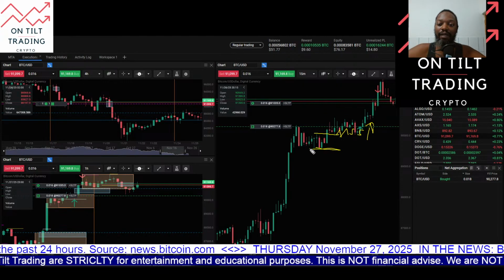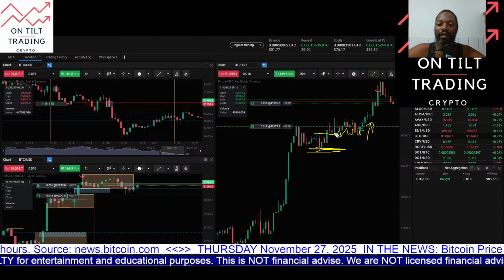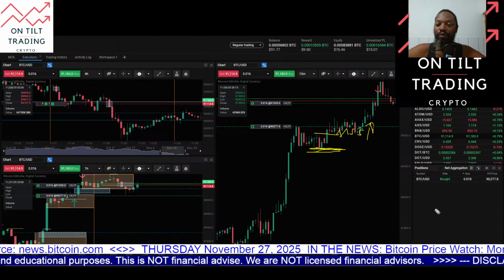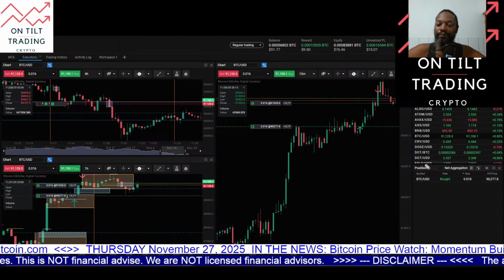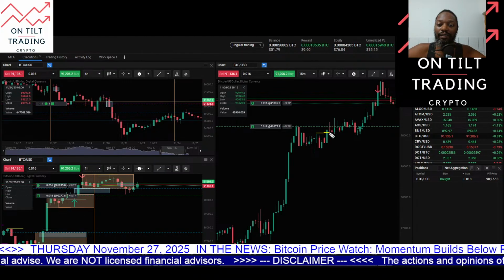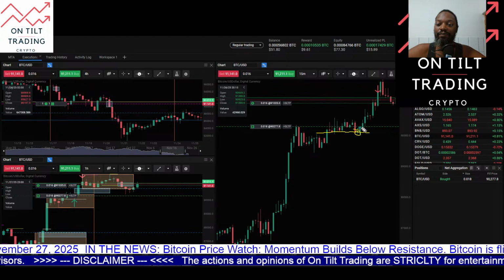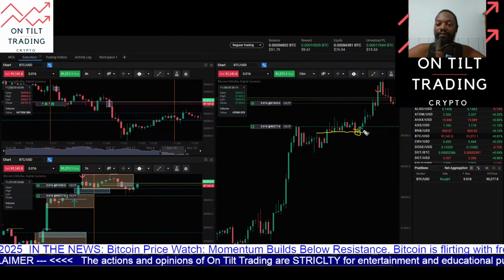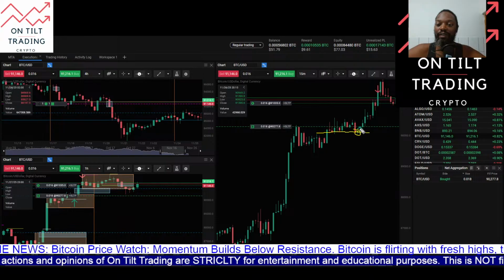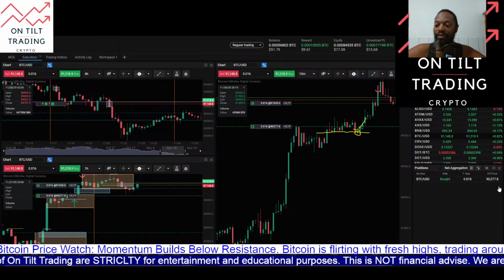Then price here creates a market structure shift to the buy side here. I set my stop below here and wait for price to pull back. And then you can see this level here, price pulls back here. I did not take an entry here. I waited until there was a confirmation on the 5-minute, an engulfing candle, and then took the entry here.